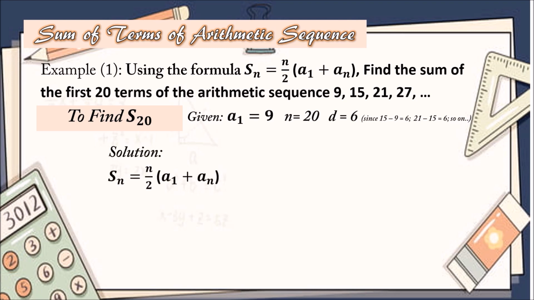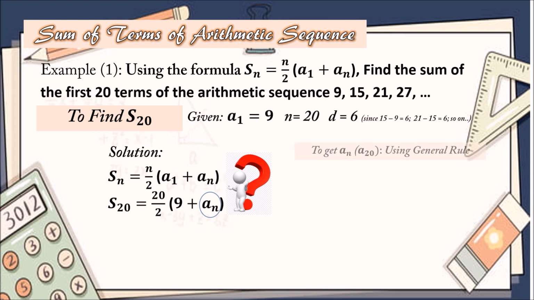Solution. Using the formula given, we are just going to substitute the given to the formula, which will be S of 20 is equal to 20 over 2, open parenthesis, 9 plus a sub n. Take a look that a sub n is missing. Therefore, we have to get the value of a sub n or a sub 20 using the general rule. Using the formula of the general rule, we have to substitute again the given to the general rule.